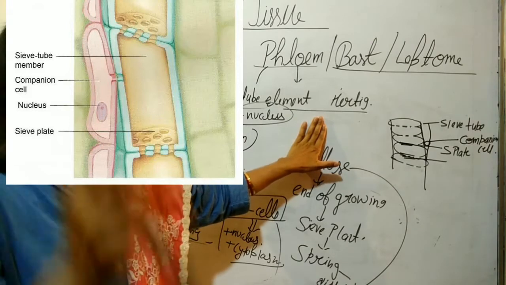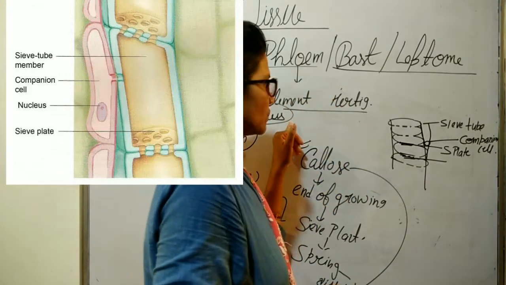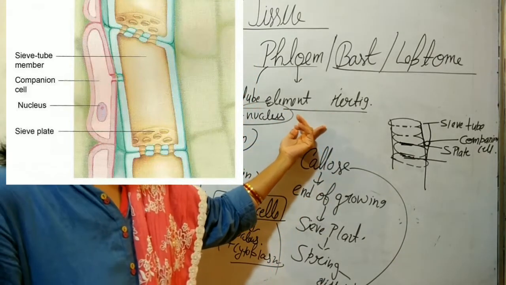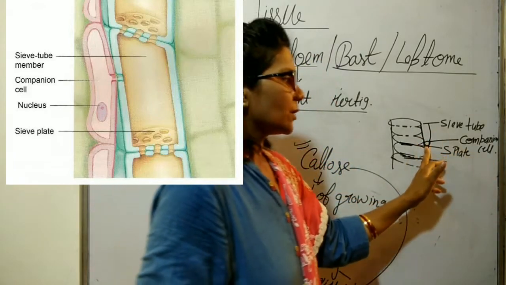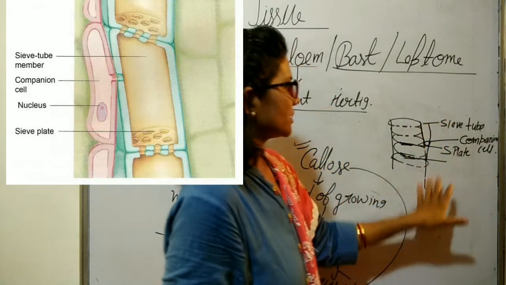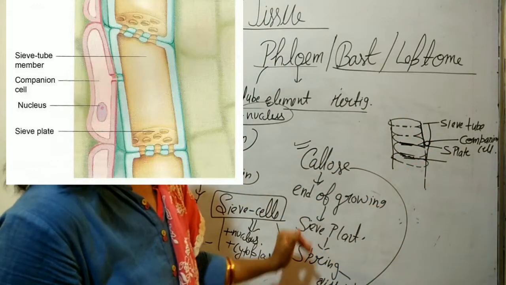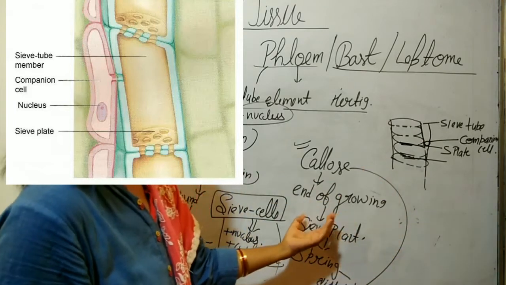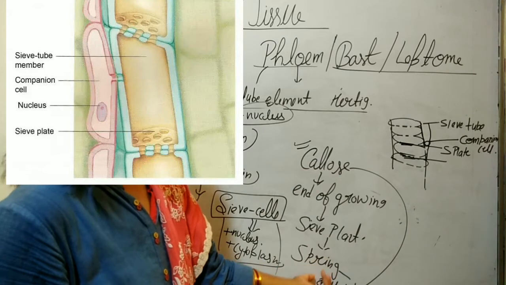What we have to keep in mind first is that there is an absence of nucleus, and the whole function is controlled by the nucleus of the companion cell, which is in close association with this. This is a sieve tube. Then the sieve plate, the transverse plate which is perforated. At the end of the growing season, there is a callus formation in spring season.